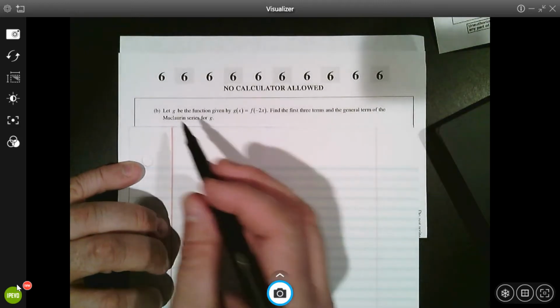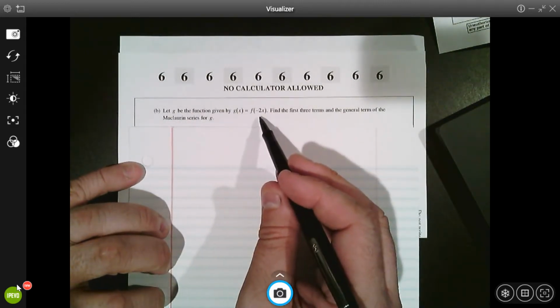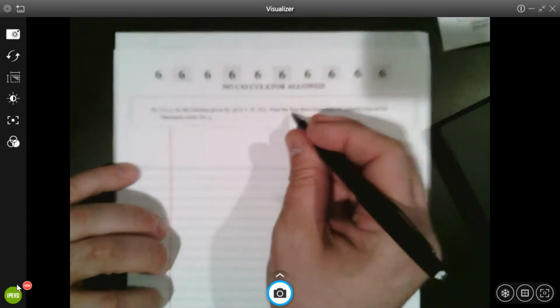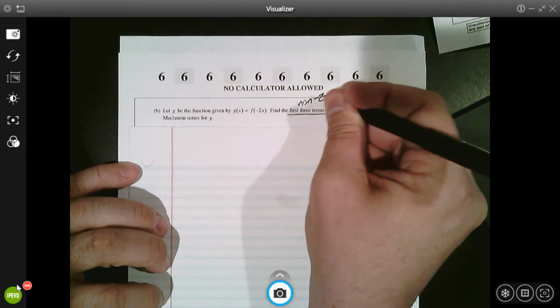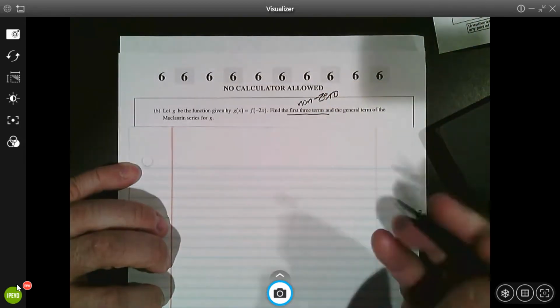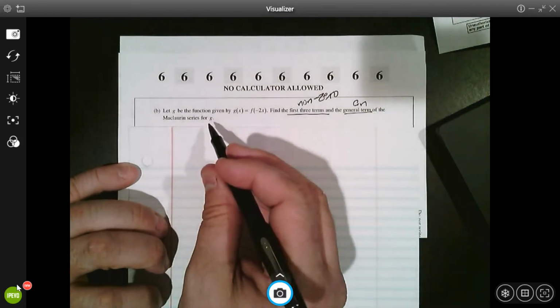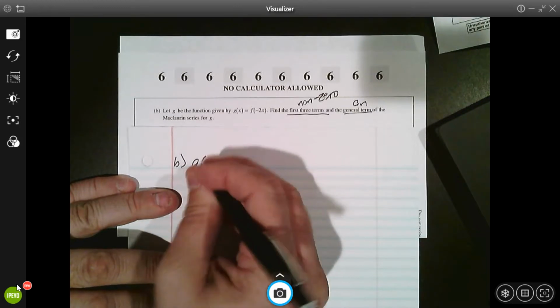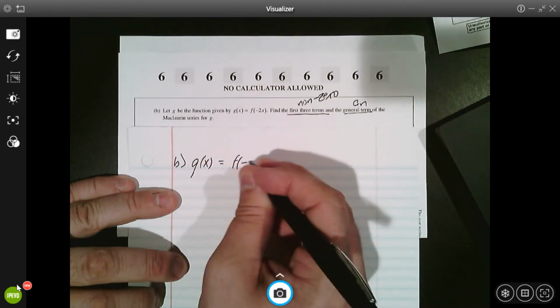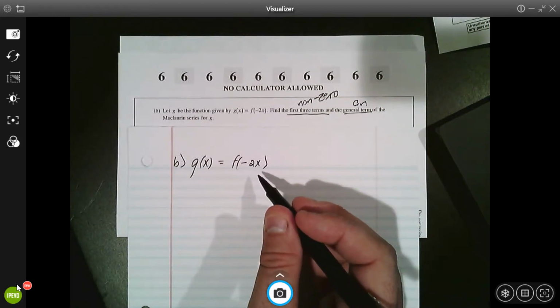In part B, we're told let g be the function given by g of x equals f of -2x. We need to find the first 3 terms. Usually they're going to say find the first 3 non-zero terms and the general term, that's the a sub n, for the Maclaurin series of g. Well, what do they tell us about g? G is our function f evaluated at -2x.